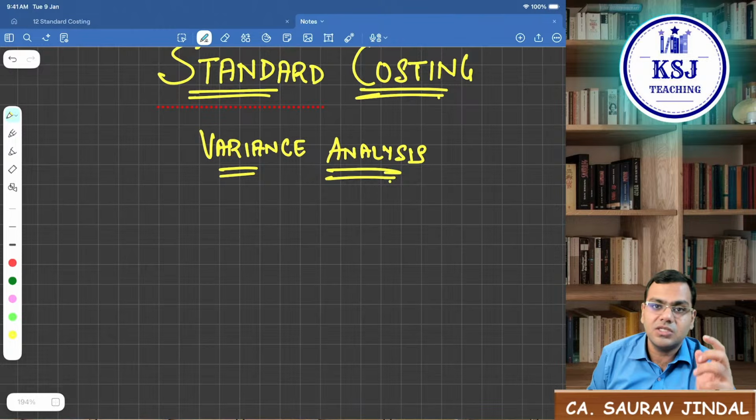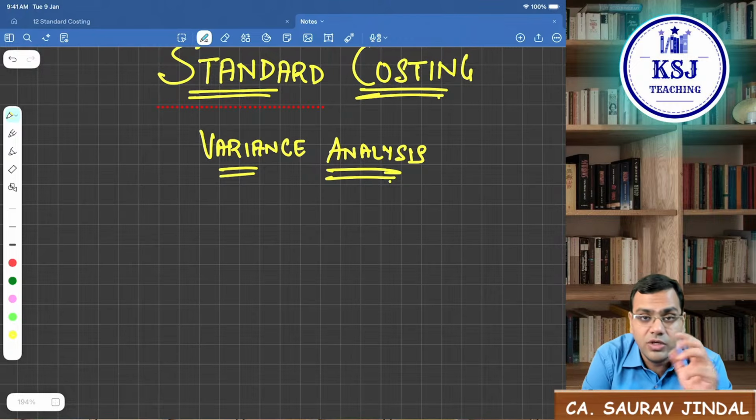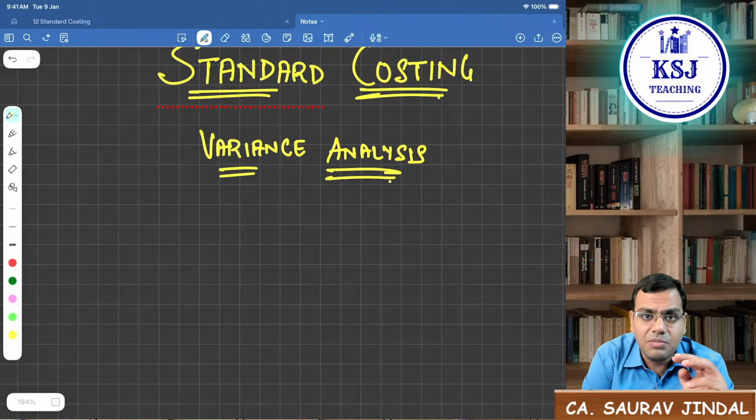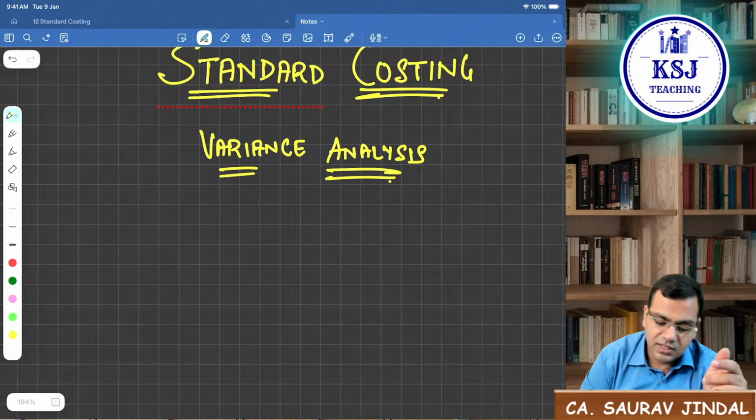Similarly, the business also plans a lot of things. They plan what should be the raw material cost, what should be the labor cost, what should be the other expenses, but actually the cost may be more than the planning or less than the planning, isn't it? So the actuals may vary from the standard. That variation is what we study in standard costing or variance analysis.